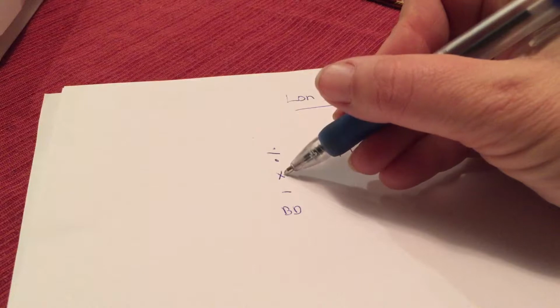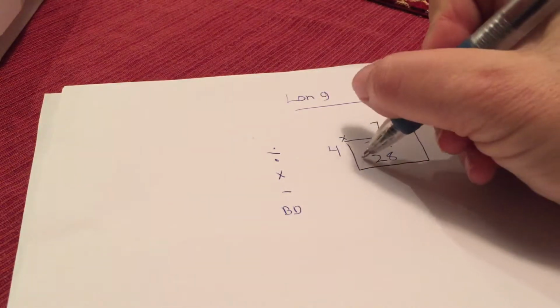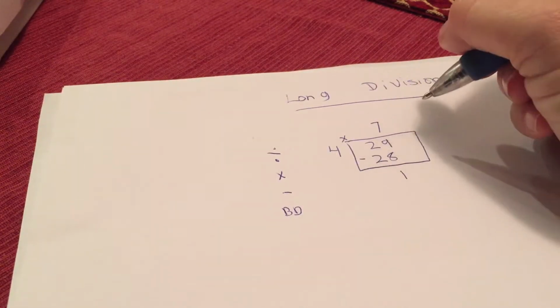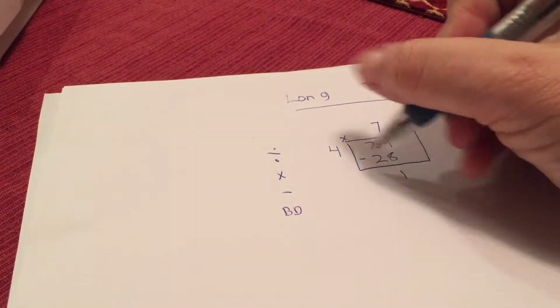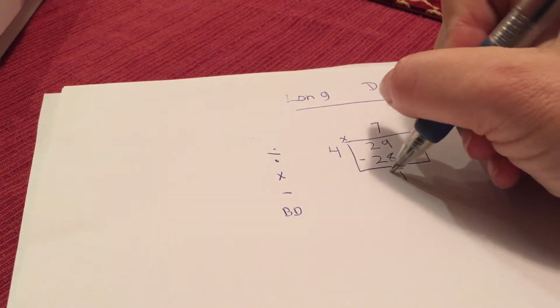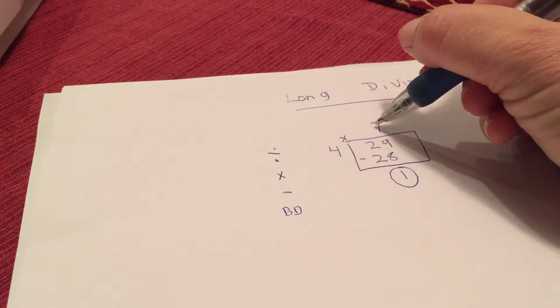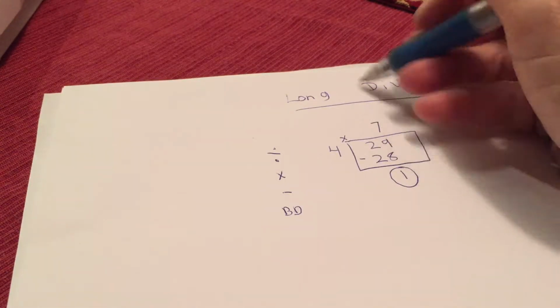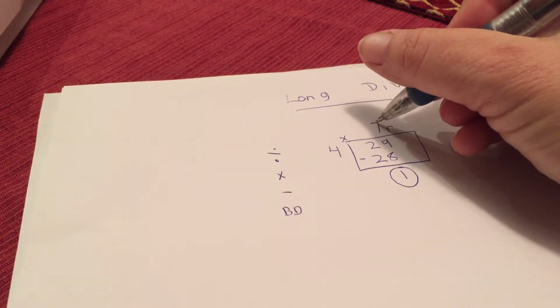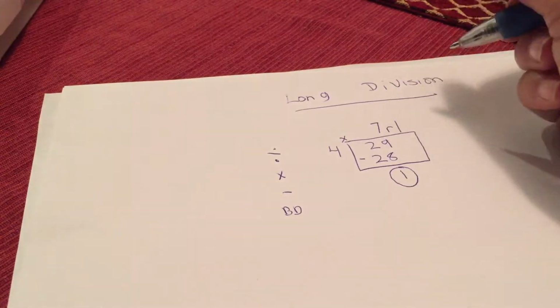So we've divided, we multiply, next we subtract, and that leaves us 1. 1 is less than the divisor, so we circle that, and that is our remainder. So 7 times 4 is 28, plus 1 is 29. So our answer is 7 with a remainder of 1.